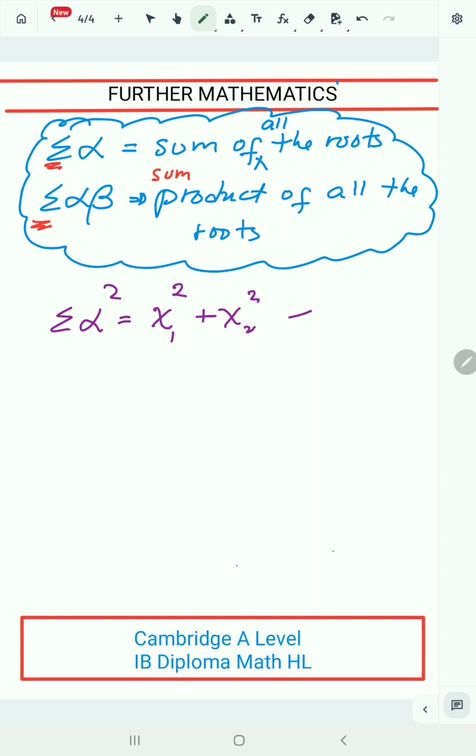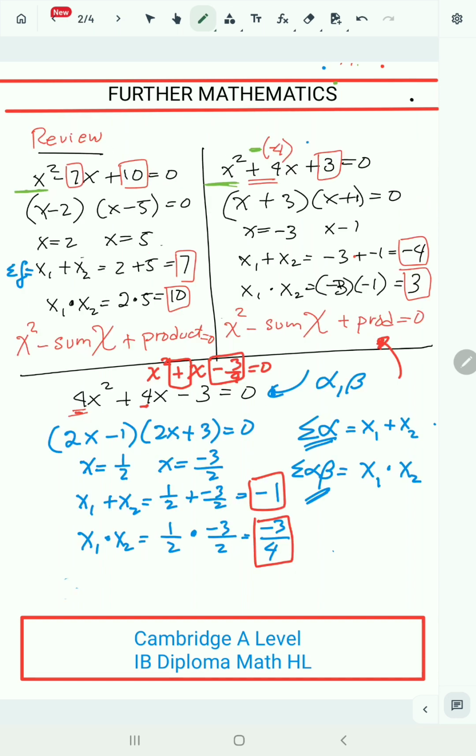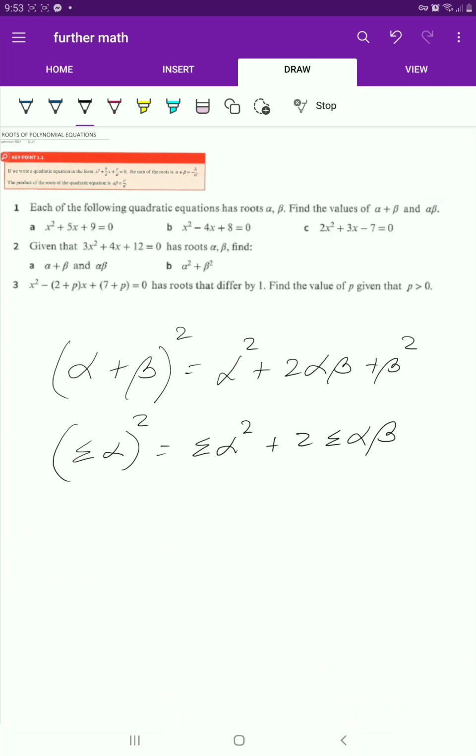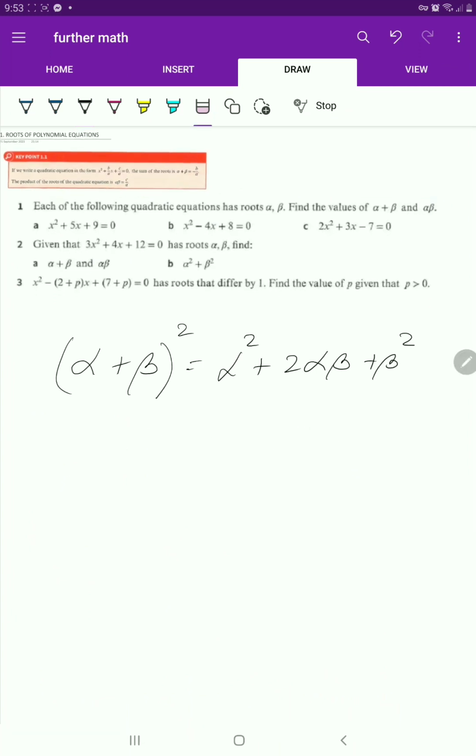But before I proceed to this, let us try to have some examples of the application of this. I think I'm going to take this. I'll erase this one. It's not yet needed.